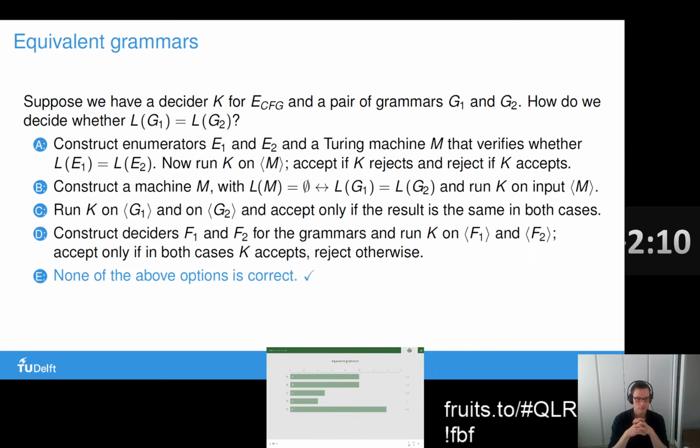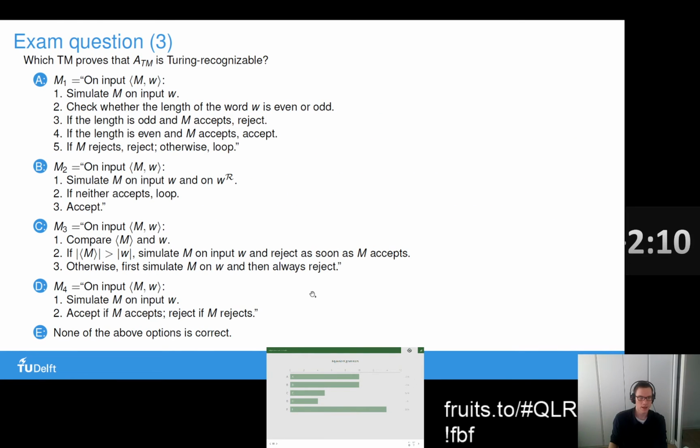Okay, then let's move on and show that ATM, one of these undecidable problems that you've studied, is actually recognizable. If we want to show that a problem is Turing recognizable, we need to construct a machine to do so. One of these answers does, and I hope you can tell me which one. Or if none of them do, then answer E is the answer you should pick.